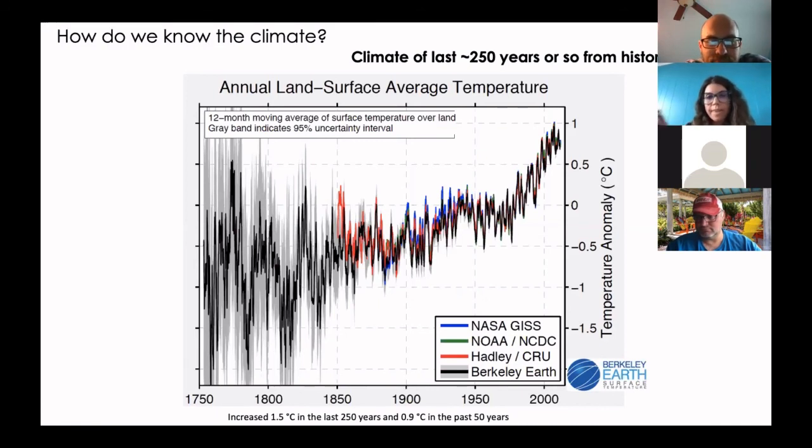And so what this shows is that many of these compilations of global temperature show the same thing. Even when you subtract out urban sites, even when you're very careful with your data, you still see this increase in temperature that happens over the last part of the 20th century and into the 21st. So from these kinds of records, we really get a picture of the last 250 years or so of global climate and temperature.